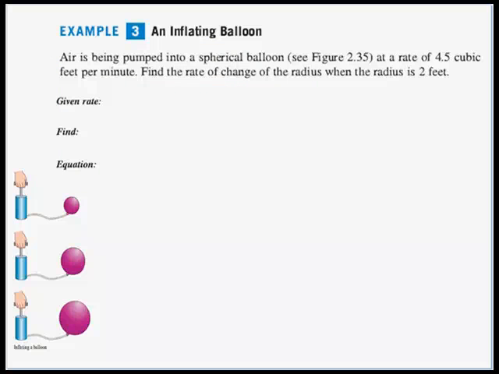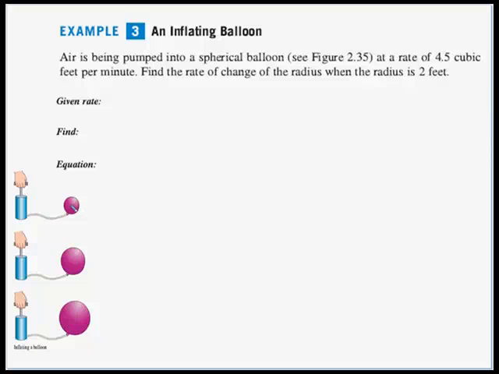Let's squeeze one more example in this video, and then we'll stop for the next one. Example 3, we're inflating a balloon. So air is being pumped into a spherical balloon, see the figure, at a rate of 4.5 cubic feet per minute. Find the rate of change of the radius when the radius is 2 feet.